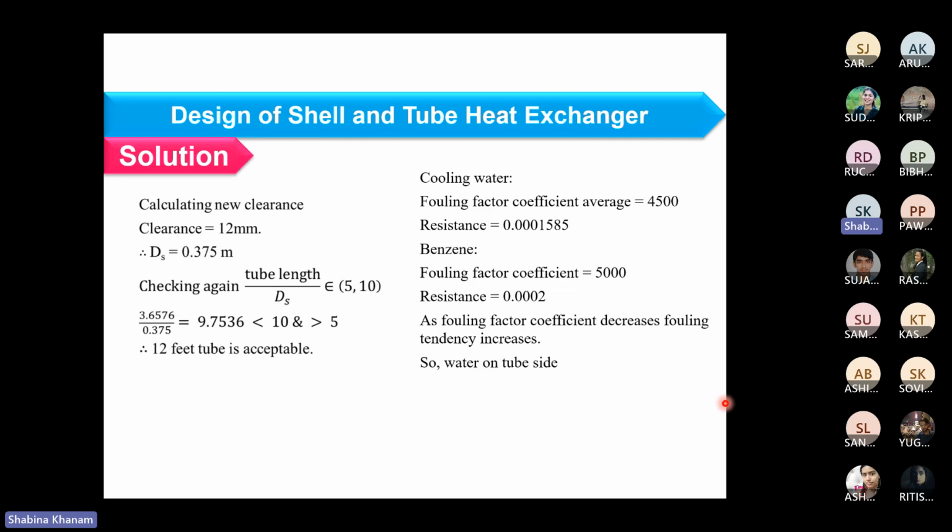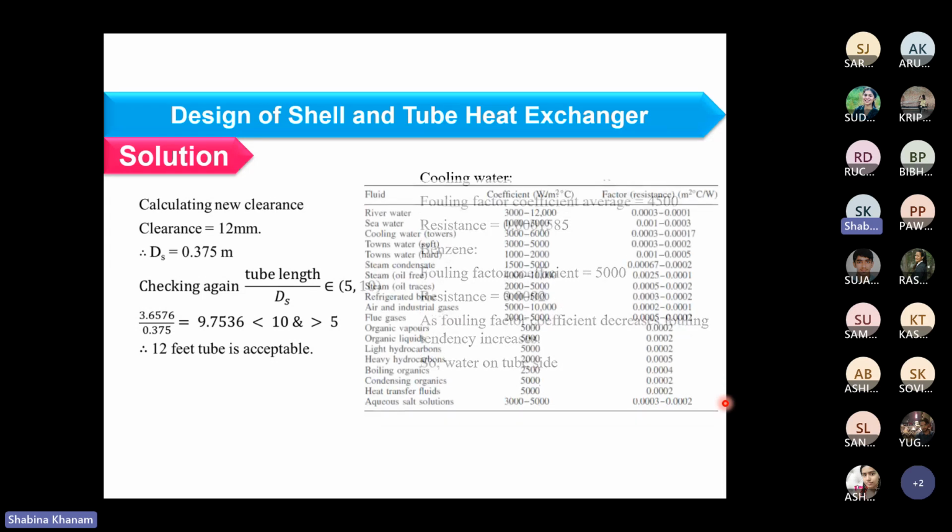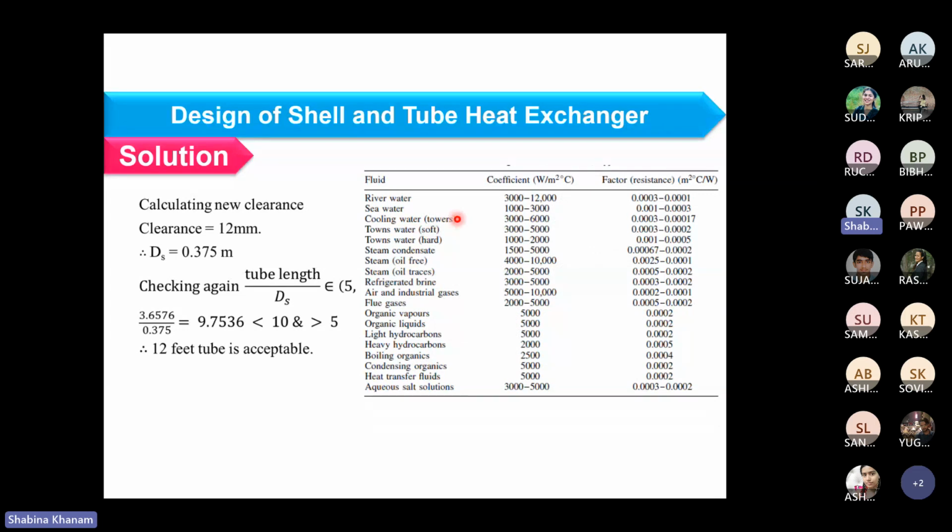But in this case the corrosion tendency of the fluid is not mentioned. So we will proceed to the second parameter in priority order, and that is fouling factor. So we will consider the fouling factor of water and benzene. For cooling tower water, 3000 to 6000 you can consider, and if a range is there, we need to choose the average value, so that should be 4500, right? And benzene you can consider as an organic liquid, so it is 5000. This is the coefficient. Dirt factor would be just the reverse of that.